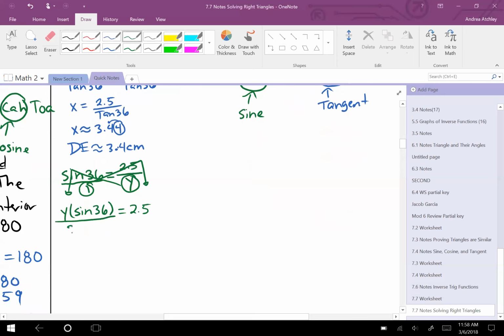Divide by the sine of 36. These will cancel out. And I get Y is equal to 2.5 over the sine of 36. Let's plug that into our calculators.